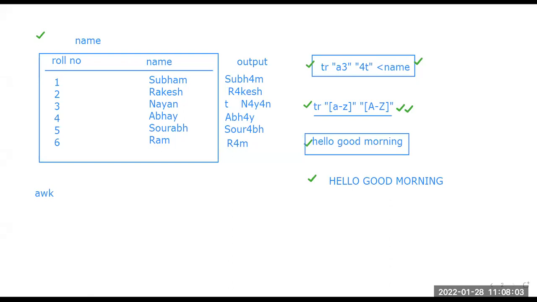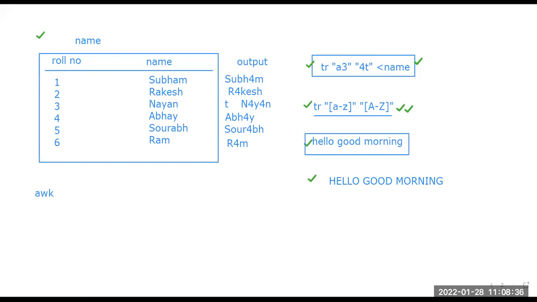So this AWK utility, what it will do is select each record from the files containing whatever syntax and options we are going to write. Those things will be selected from that particular file, and then it will perform the action on that particular field.